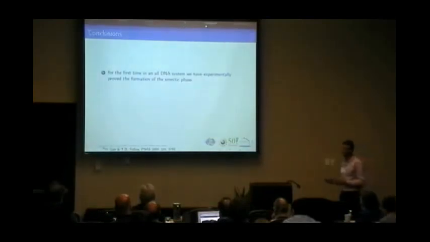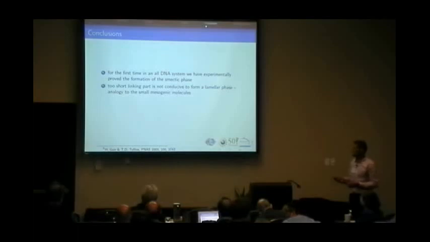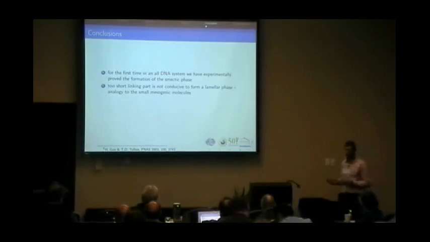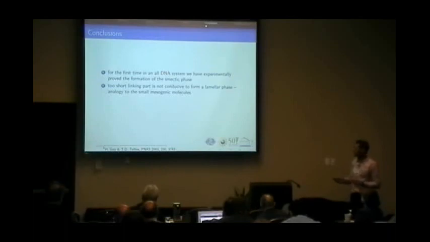Okay, so let's go to the conclusion. For the first time, we have experimentally proved the formation of the smectic phase in all-DNA systems. And what we have found related to the linking part, with flexible linking part, which is analogous to small mesogenic molecules, as I said previously, is that when we increase this flexible part, usually the nematic phase appears, then the smectic phase will disappear, and for a very long flexible part, we will get only crystal phase.